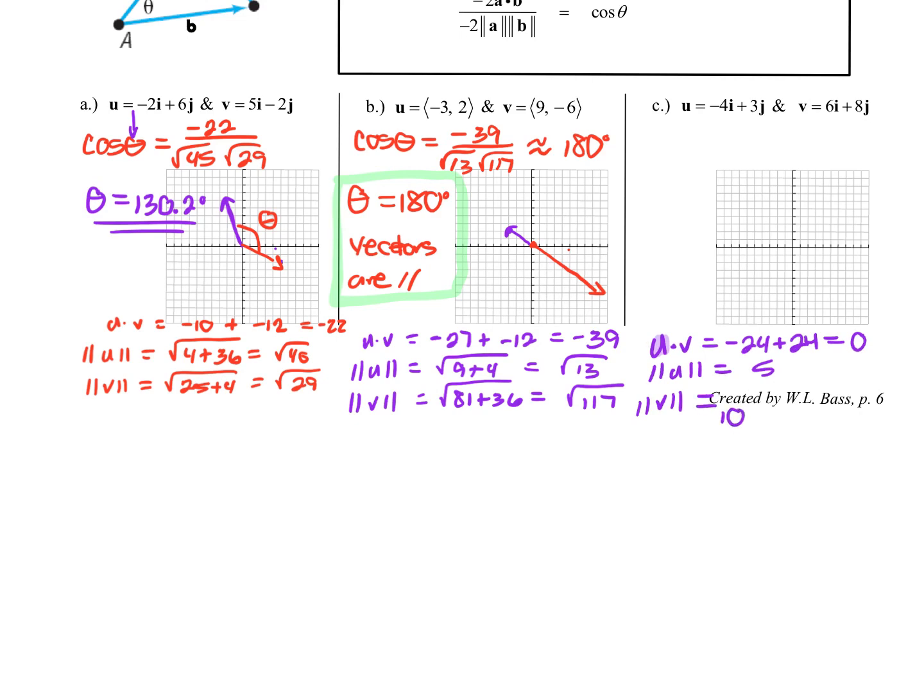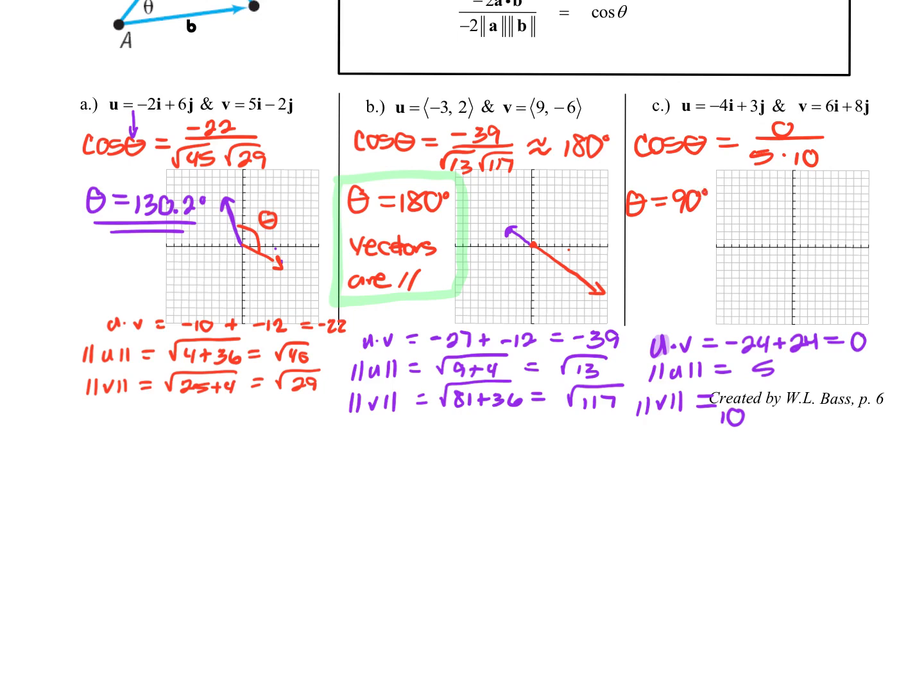Now, if we do our inverse cosine here, cosine theta is going to be our dot product divided by the product of those magnitudes. Of course, that cosine is 0. We know that cosine is 0 when theta is 90 degrees. We don't even need our calculator for that.